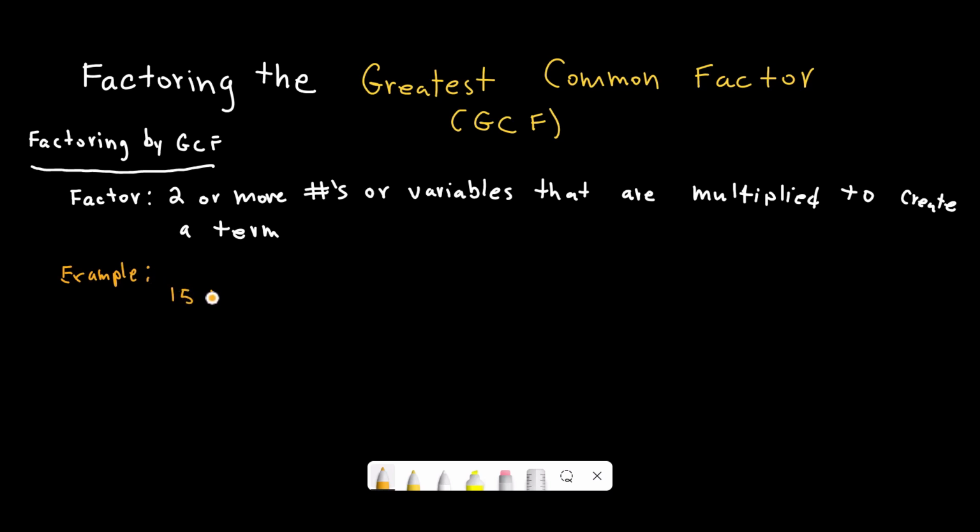15. Now, if we want to find a factor of 15, we know that 3 and 5 are factors of 15. Now, what about a variable? The variable x to the 7th power has more than one factorization. For example, x to the third power and x to the fourth power. There is another one, x to the second power and x to the fifth power. And the last one, x, which is simply x to the first power, and x to the sixth power.